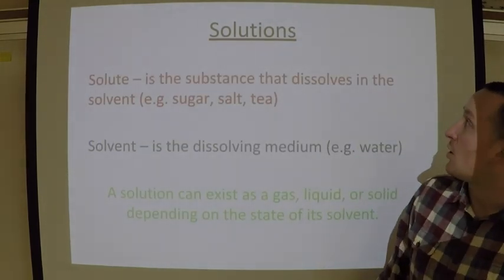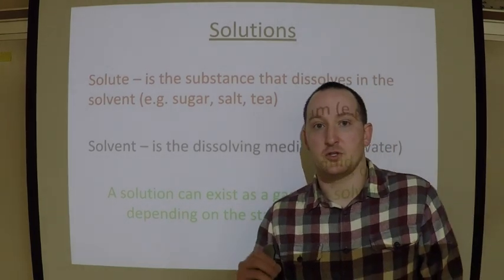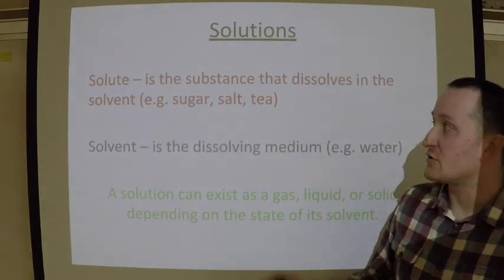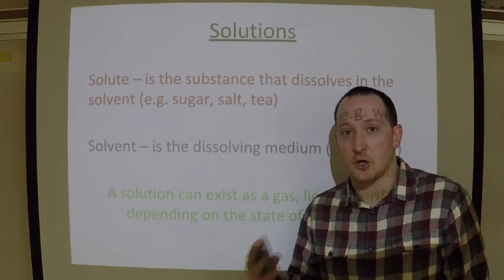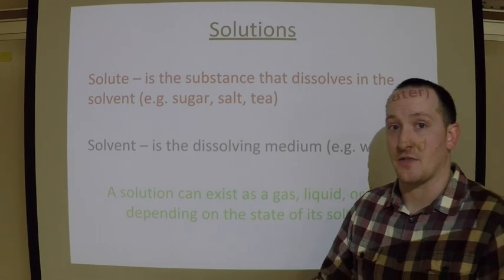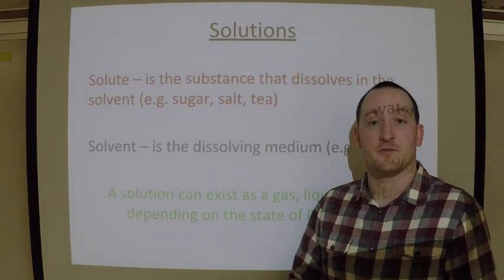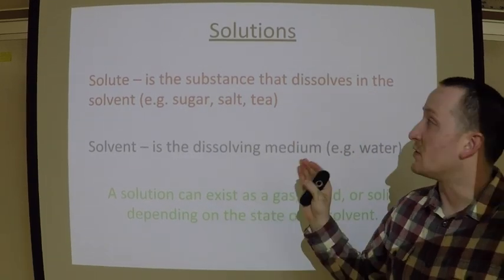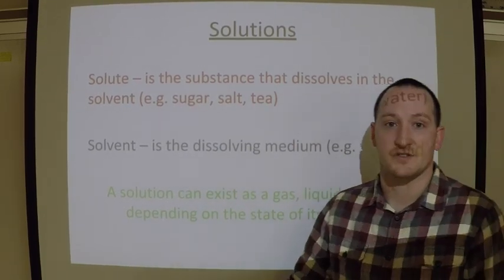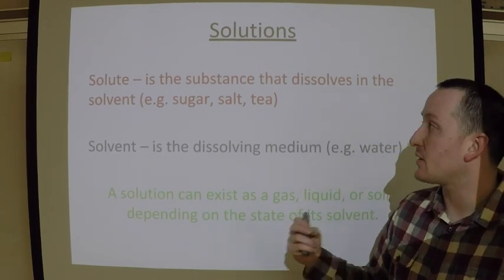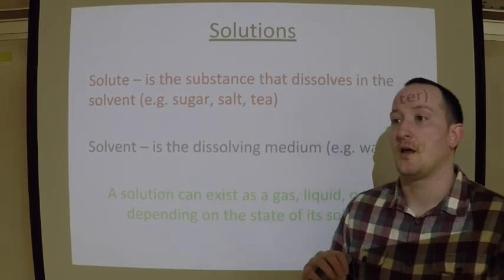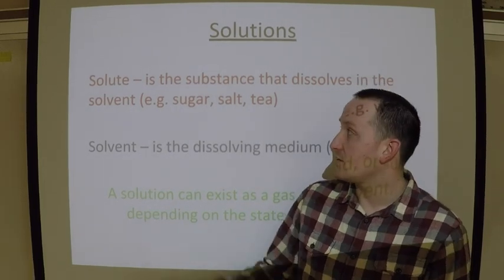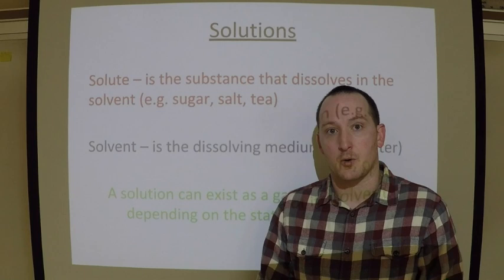A solution is made up of at least two components. There's something called the solute. You're going to have to know these definitions and know how to identify them. This is basically sub-objective 1, be able to define the components of a solution. The solute is the substance that dissolves in the solvent. Typically, the solute is the minor component, meaning there's not as much of it as the solvent.